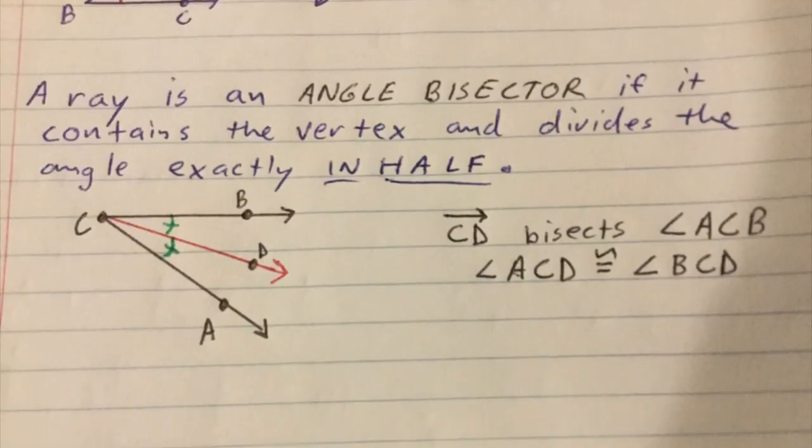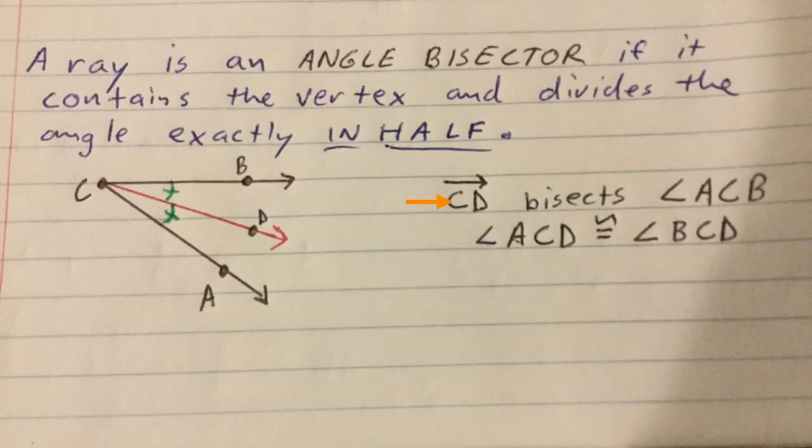So here we have a picture of an angle bisector, and we can say ray CD bisects angle ACB, and we can also say that angle ACD is congruent to angle BCD. I know that's true because of those green congruence markings that I've included.